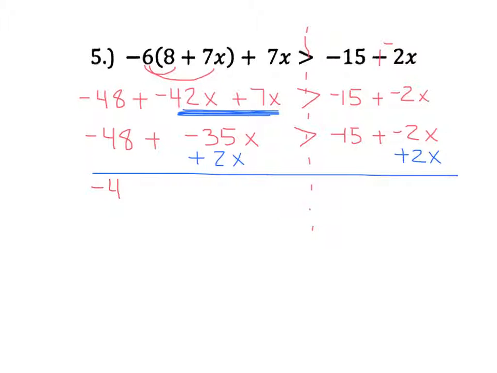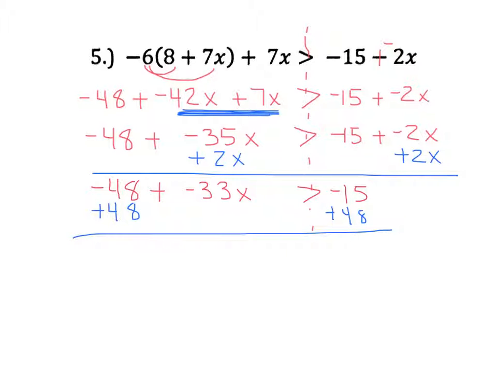All right, bring down your negative 48. Negative 35x plus 2x is negative 33x. Bring down your negative 15. And then unwrap it. Opposite of subtract 48 is add 48. Do that on both sides. You'll have negative 33x is greater than, let's see, negative 15 and positive 48 would be 33. I'm dividing by a negative. When you divide by a negative, you have to flip this inequality. Flip it over. So right now it's greater than. Make it an is less than.